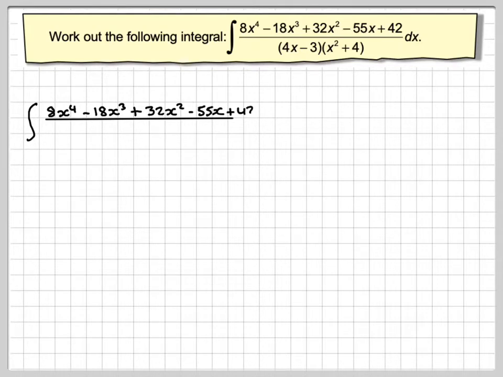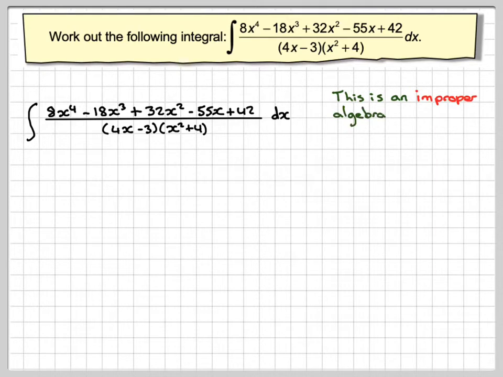Now, you might be tempted first of all to try to split this into partial fractions. However, what you need to realise here is the highest power in the numerator is x to the 4, and the highest power in the denominator will be 4x times x squared, which is x cubed, which makes this what's known as an improper algebraic fraction. So you will need to divide first. The rule is, if the power here is the same as the power here, or this one is lower than the highest power here, you must divide first. It's called an improper algebraic fraction.